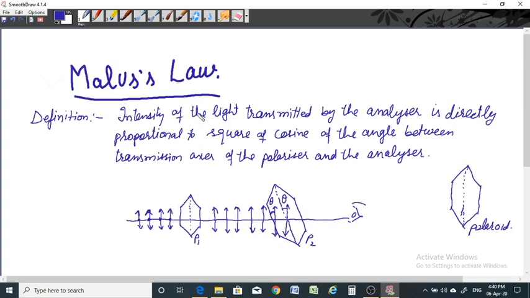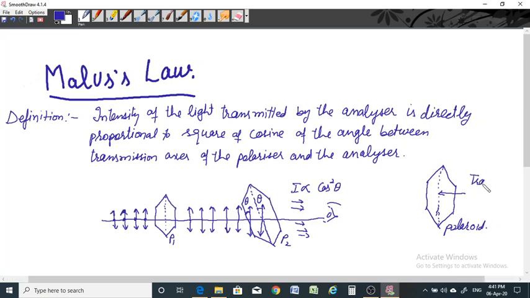Now the statement shows that the intensity of the light transmitted by the analyzer, this intensity I, is directly proportional to the square of the cosine of theta, cos square theta, where theta is the angle between the transmission axis of the polarizer and the analyzer. This is the transmission axis of each.